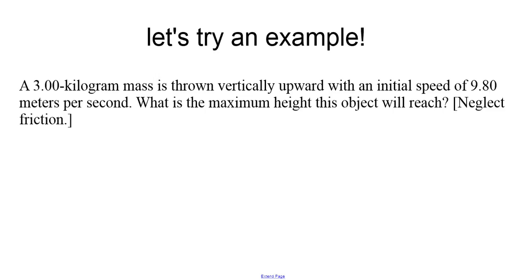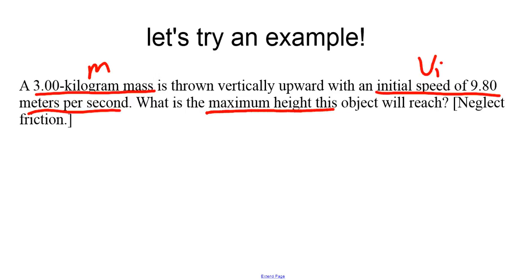Now I go through and start underlining, reading again. So a 3-kilogram mass, underline it, that's the letter M, is thrown vertically upward with an initial speed of 9.8 meters per second. Well, initial speed, that is my Vi. What is the maximum height this object will reach? So we're solving for a height, which is a measure of a distance, and neglect air friction. So I've now underlined some of my things.